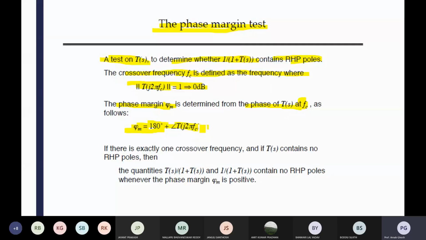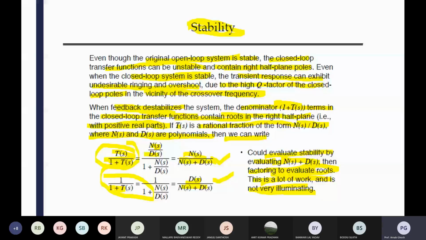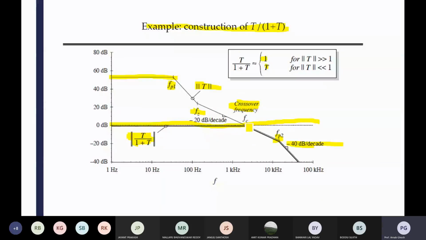Now you can check a loop. It has a stable closed loop system, and it has a magnitude value. That equation is the first one.